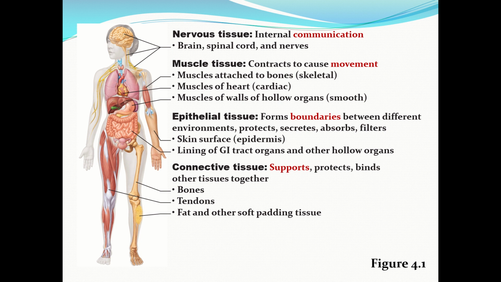Epithelial tissue forms boundaries between different environments. It also protects, secretes, absorbs, and filters. Epithelial tissue includes the skin's surface, called the epidermis, as well as the lining of GI tracts, organs, and other hollow organs. Epithelial tissue also forms glands. Connective tissue supports, protects, and binds other tissues together. It includes bones, tendons, fat, and other soft padding tissue.